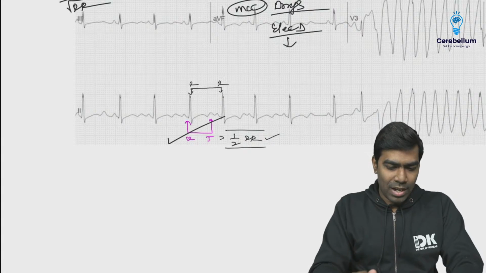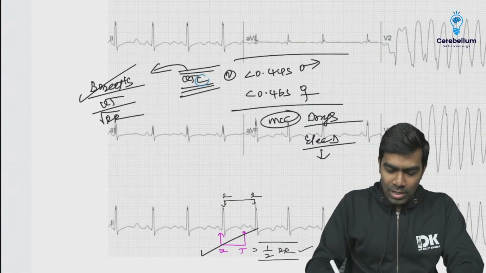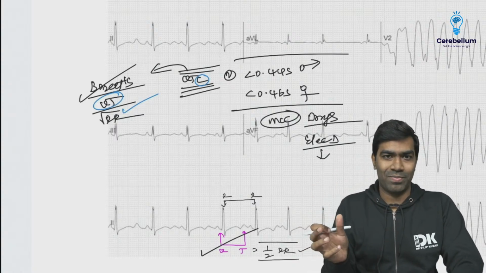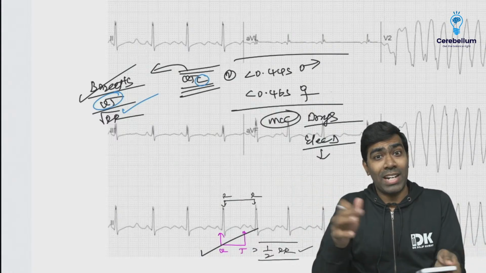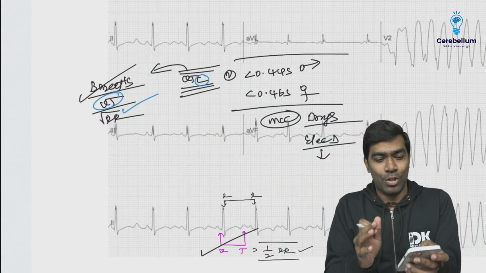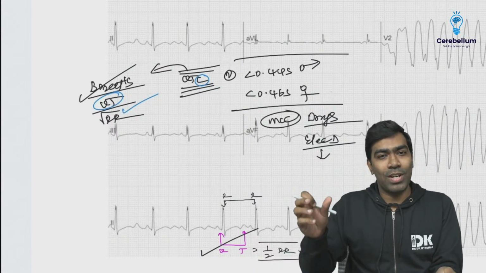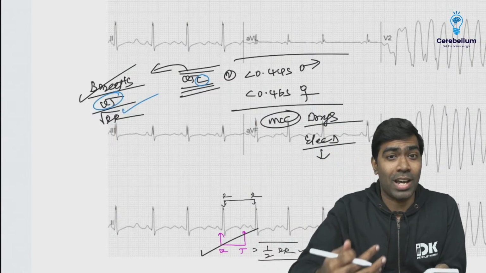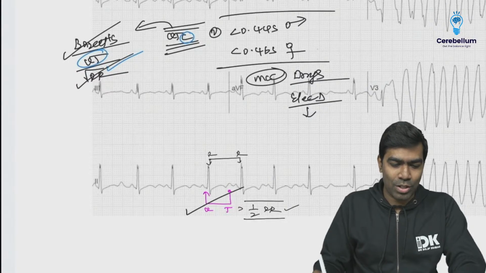Somebody is asking how QT is different from QTc. Remember, corrected QT means you are correcting the QT based on the RR interval, because QT can change based on the heart rate, isn't it? If you have a bradycardia, QT will be long. If you have a tachycardia, QT will be short. So we cannot remember a QT value for each and every heart rate. That is why we want a universal standard, and that is the reason we have a concept called corrected QT.